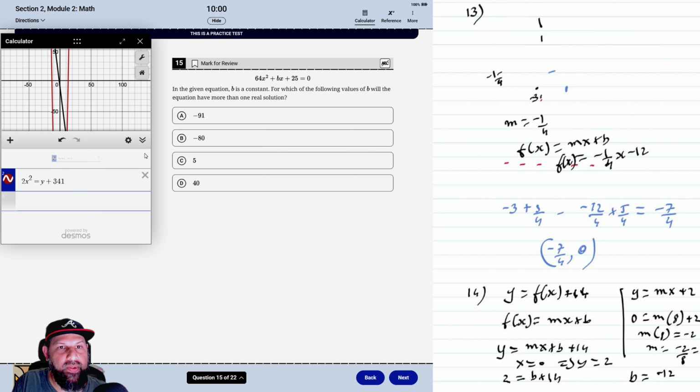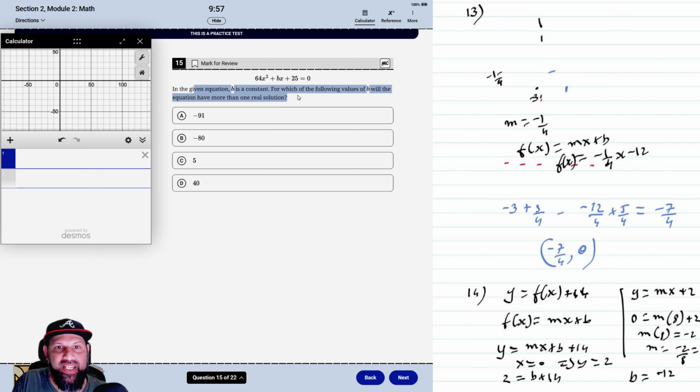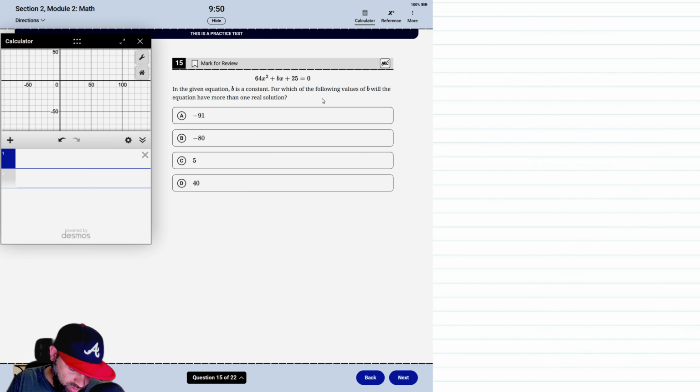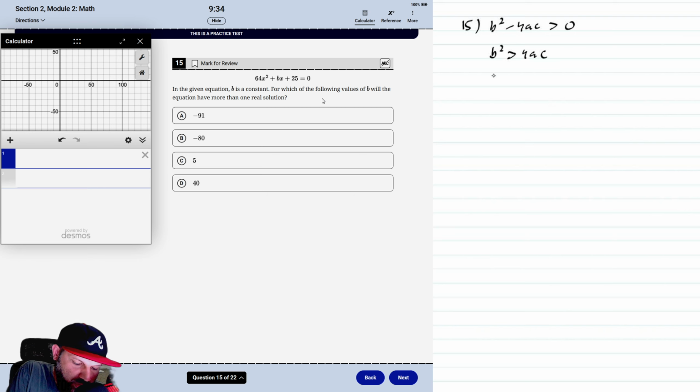In the given equation, b is a constant. For which of the following values of b will the equation have more than one real solution? Okay, more than one real solution means that b squared minus 4ac will be greater than 0. Which means b squared is going to be greater than 4ac. So b squared is going to be greater than 4 times 64 times 25.